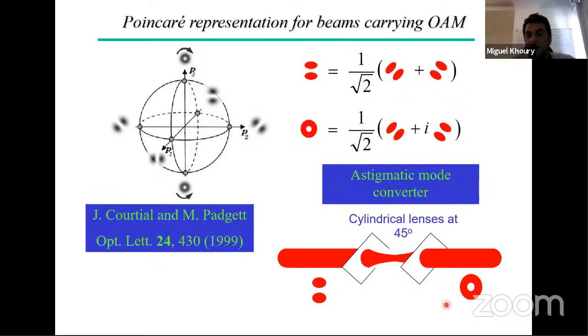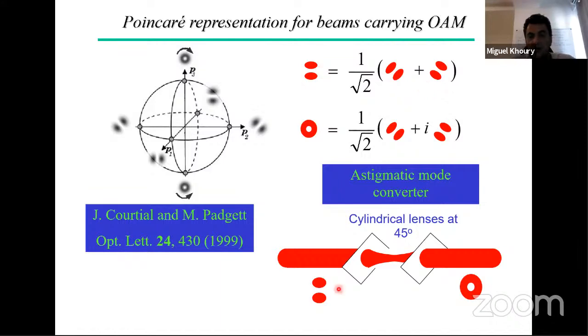We can understand this in terms of this SU2 structure; it's easy to understand. This telescope acts as a unitary transformation in which, for example, if the telescope is oriented at 45 degrees, we can identify the two eigenvectors of this transformation that are Hermite-Gaussian modes at plus 45 and minus 45.